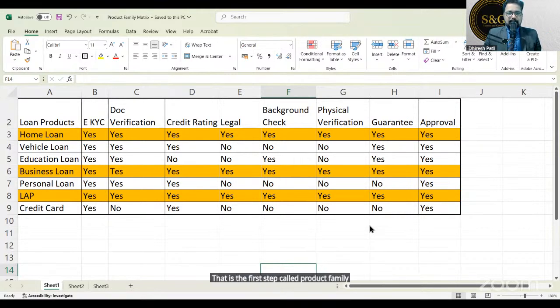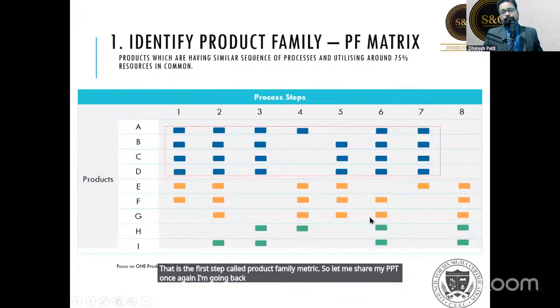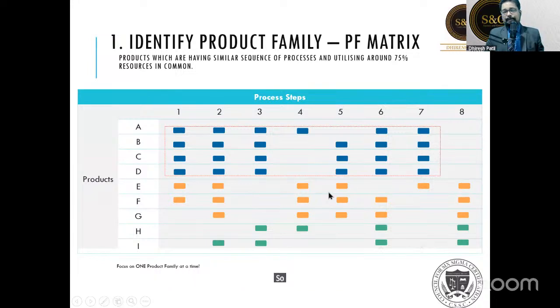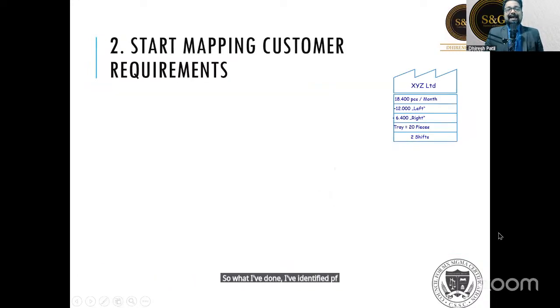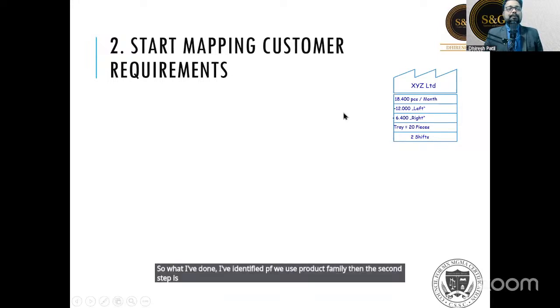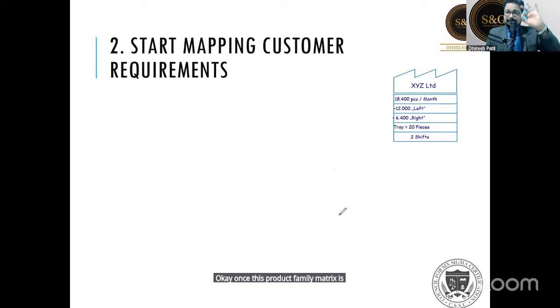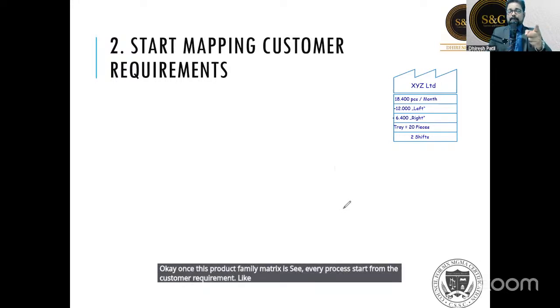Let me share my PPT once again. I'm going back to my PPT. What I've done is identify the PF, which is the product family. Then the second step is to map the requirement of the customer. Every process starts from the customer requirement. Like with pizza, the process starts from you ordering the pizza from that store. So your order is the most important step number one, the triggering point in this entire process. So we have to map that.